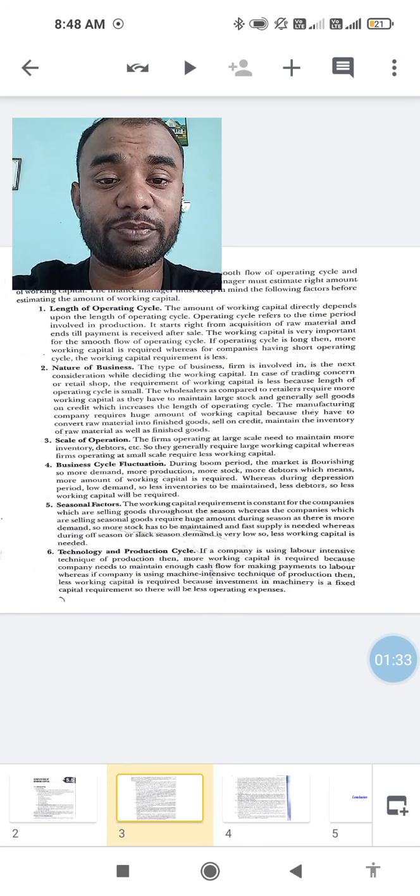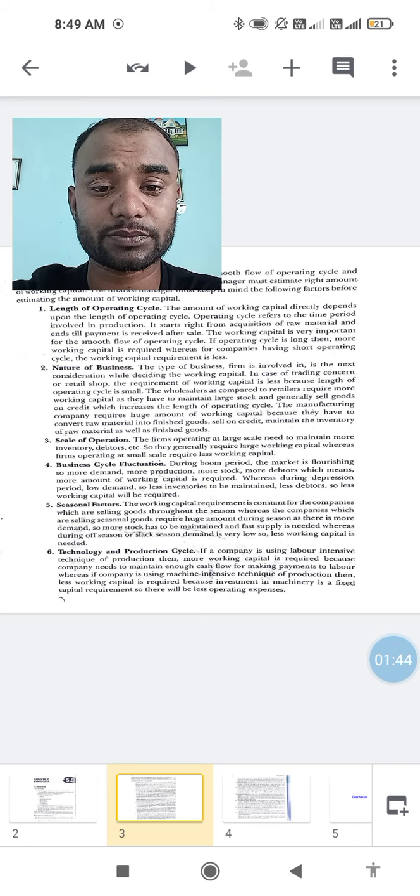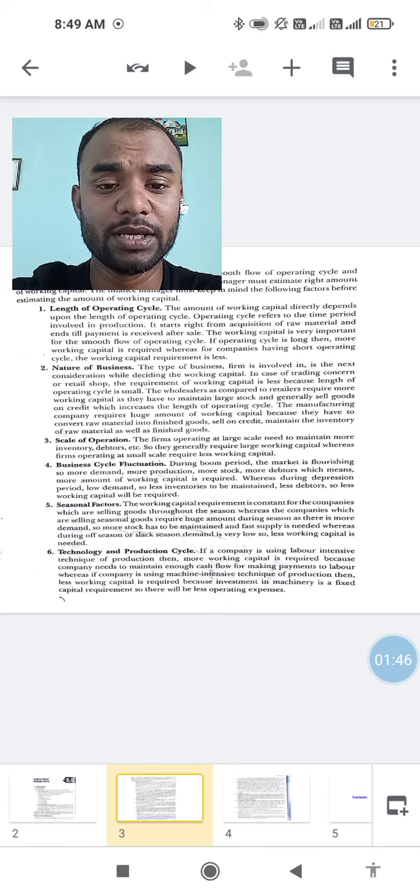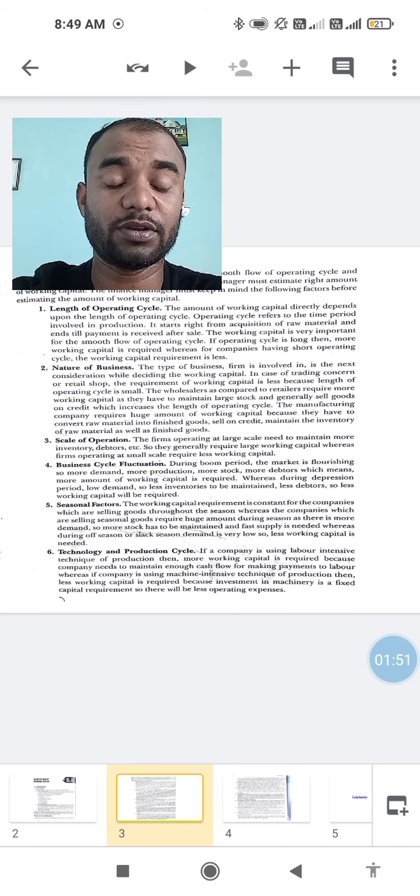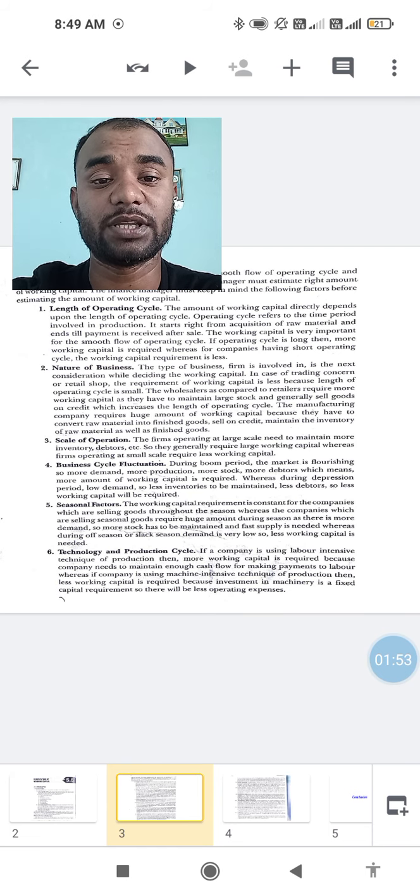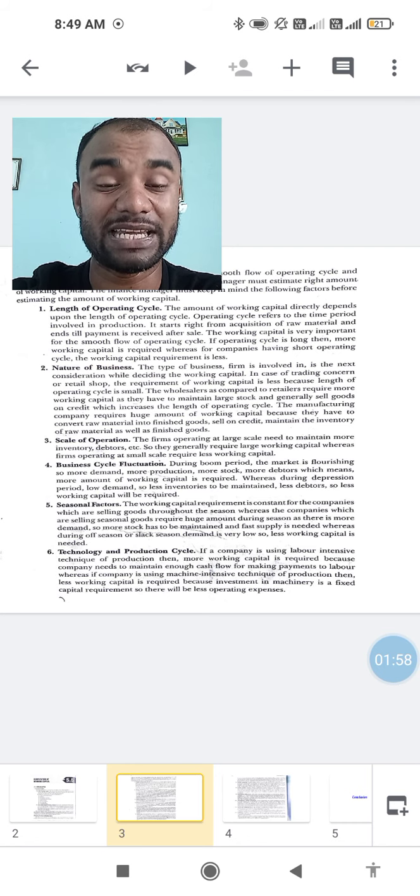Next, we have nature of business. It depends upon the type of business, sole proprietorship, partnership, or company. Based on the type of business, the working capital is also affected. Scale of operation: firms operating at large scale need to maintain more inventory and debtors. So if your scale of operation is large, then you need to maintain more inventories, debtors, etc. So obviously more working capital will be needed for that.